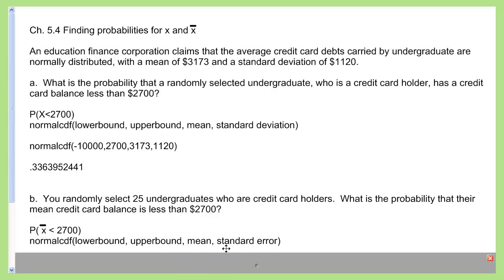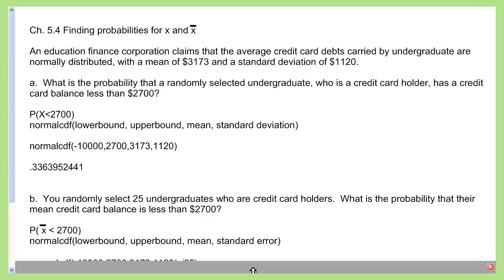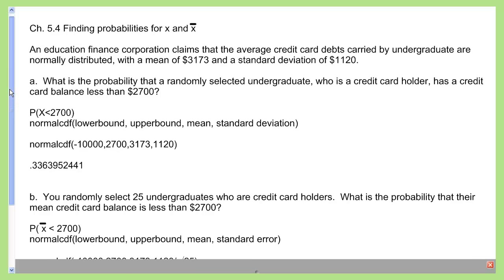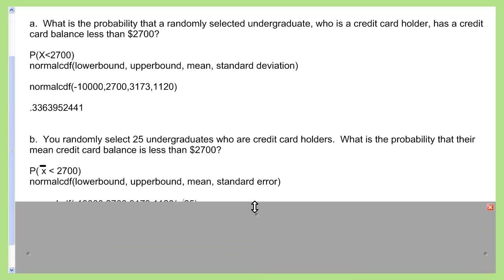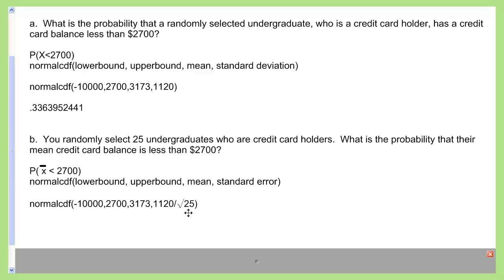So that tells me I'm going to need the standard error. So the lower bound, the upper bound, and the standard error. And you find the standard error by taking the standard deviation and dividing it by the square root of the number of people that you have in the sample that you selected.